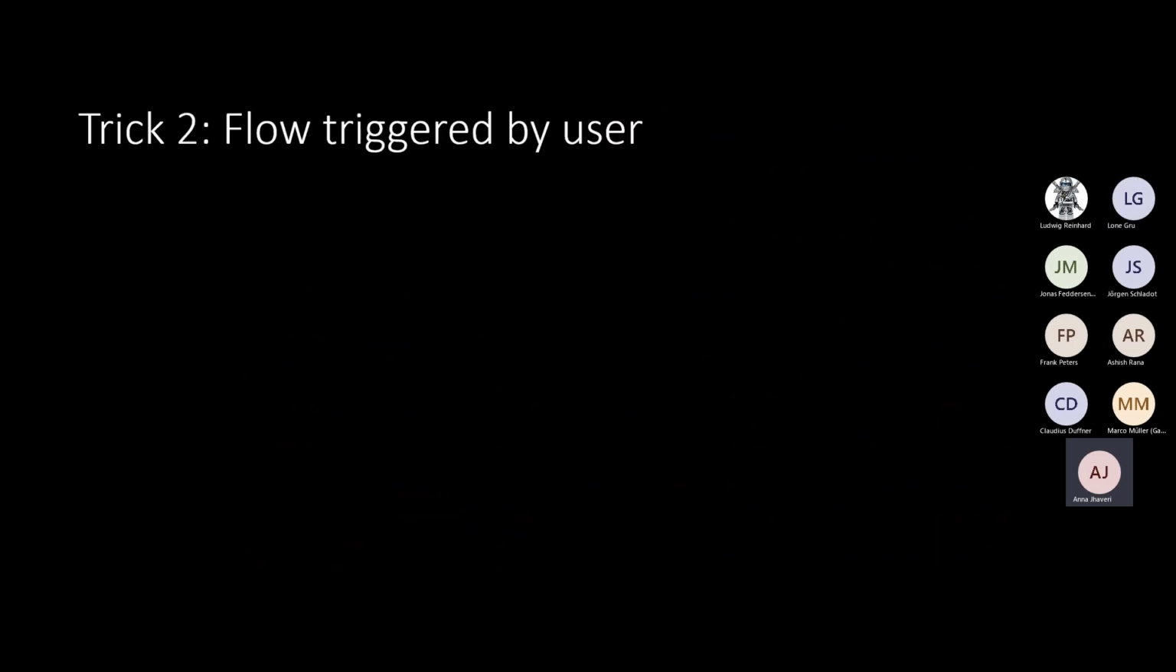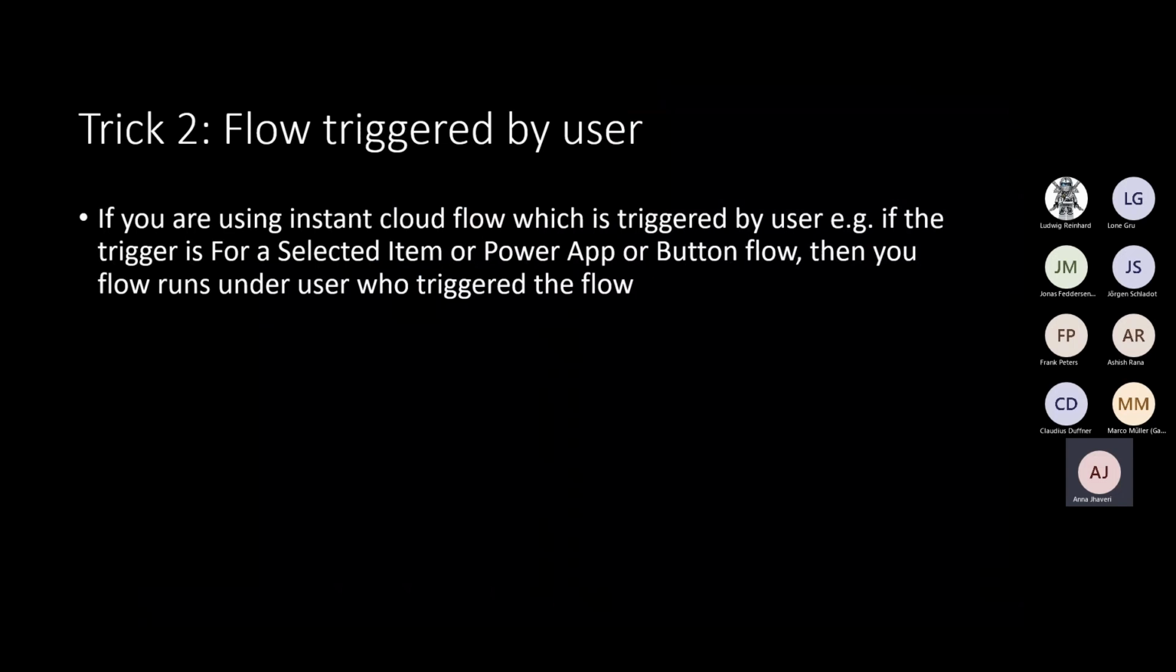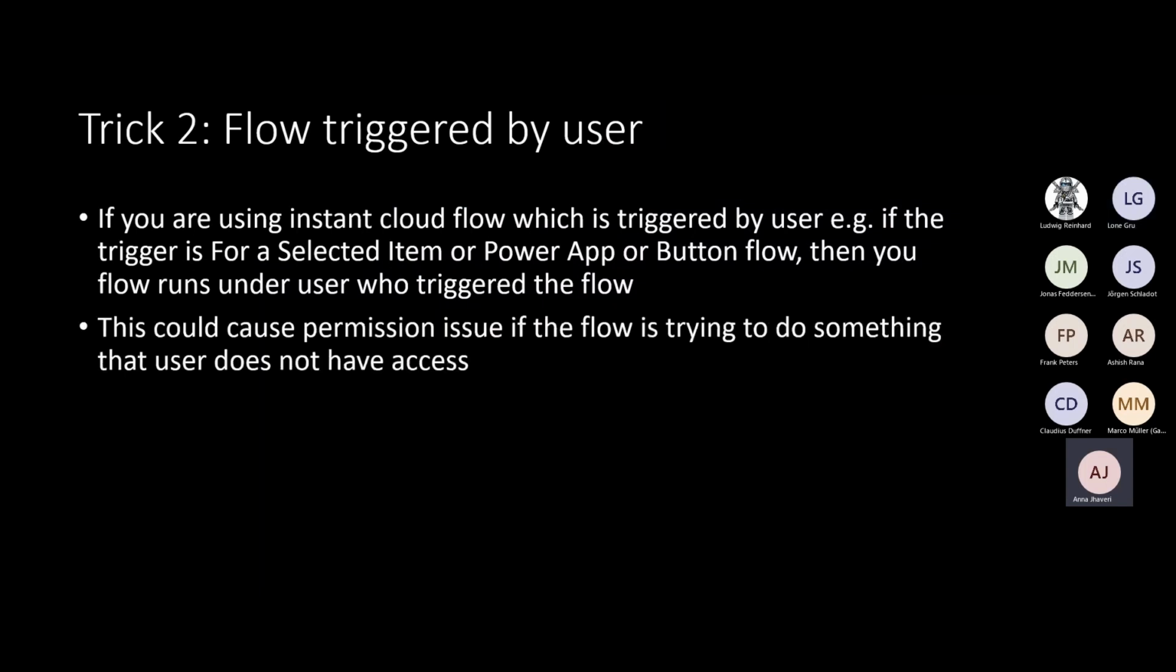Then the next tip is, whenever your flow is triggered by the user, for example, if you're using a button flow, or you are using for a selected item or a Power Apps action in your flows, the flow will run under the current user, not under the user who created the flow. And this could sometimes cause permission issues. So for example, if my flow is triggered from Power Apps, and the user who triggered the flow from the Power App does not have permissions to update the record in SharePoint, then my flow will fail.